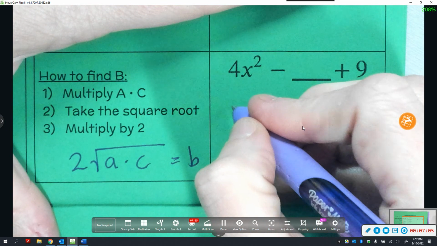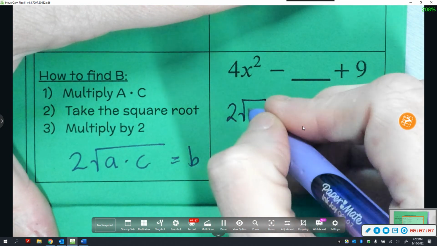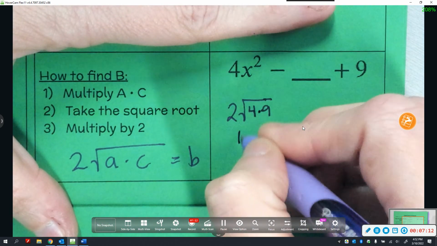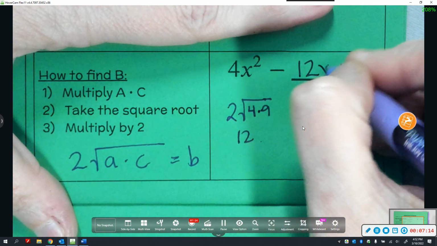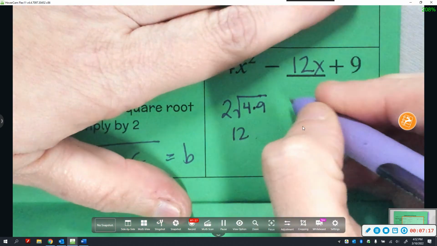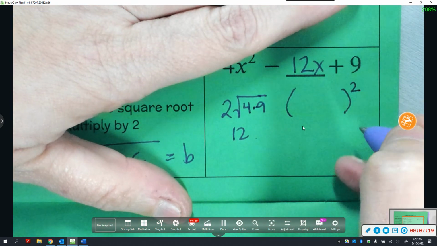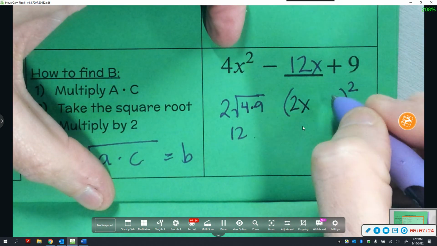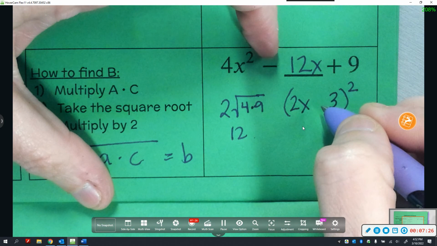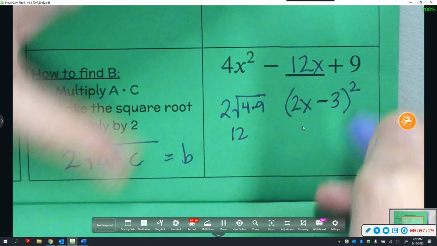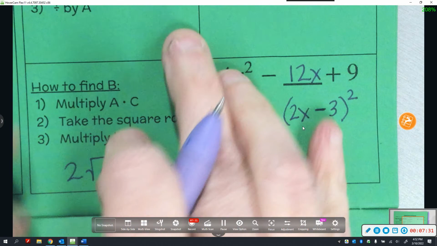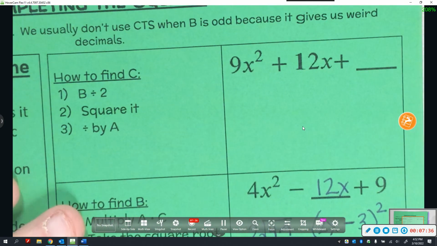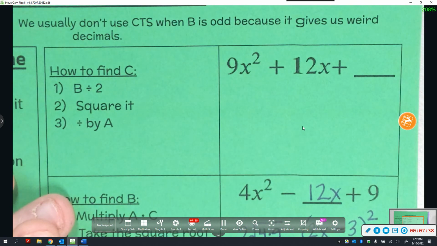Okay, so I have 2 times the square root of 4 times 9, which when I put it in my calculator works out to 12. So I should have 12 x's there. To write it as a binomial squared, I take the square root of the first term, which is 2x, the square root of the last term, which is 3. It has a minus sign in front of b, so I put minus there. Okay? And that's all we're going to do to write these as a binomial squared, which is mission critical for using the square root method or completing the square.